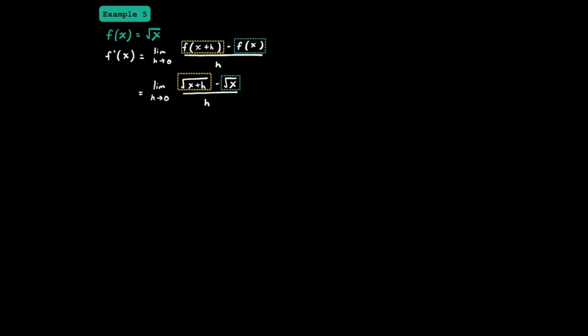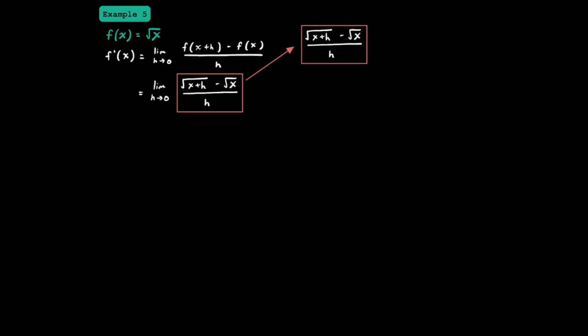Now that we found f of x plus h and f of x, it's time to simplify our limit. Since we have radicals here, this one's going to be a little bit more complicated. On the side here, let's use some algebra to figure out how we can rewrite this so we can actually find the limit. With this limit, this numerator is a little bit complicated. We're going to multiply this by something called the conjugate. The conjugate here is going to be the square root of x plus h plus the square root of x.